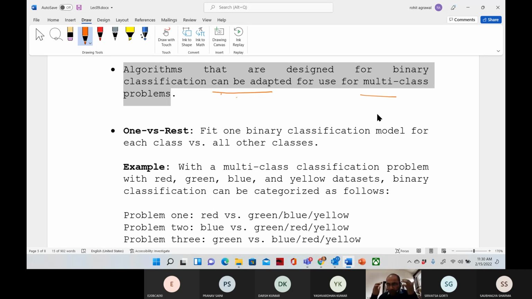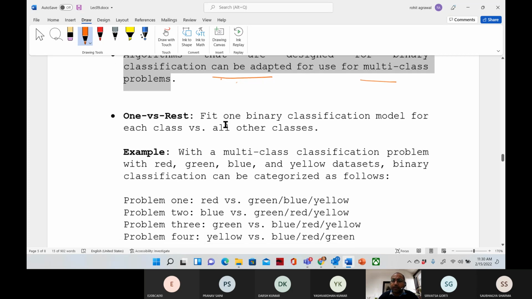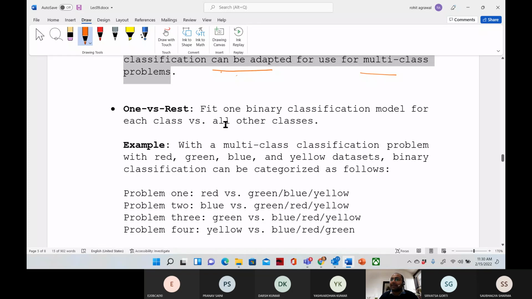Just think about mathematically how it will work. Theoretically it is clear. We have 3 classes, 4 classes, so we are going to build our model that will do that classification. But how will it work mathematically? For that, we know binary classification. So what we can do is use binary classification that is adapted for multi-class.